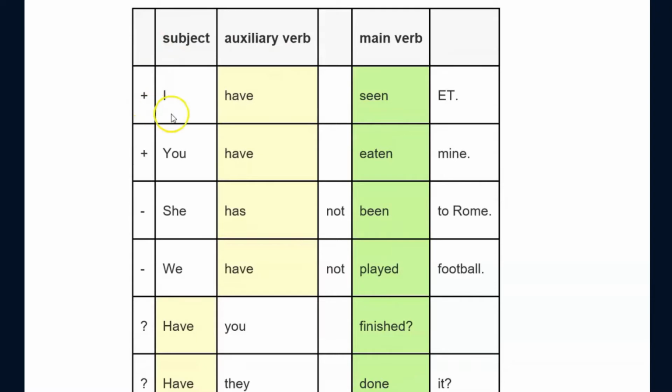So we have the subject, I, the helping verb have, and the past participle form of see, which is seen. You have eaten mine. She has not been to Rome. We have not played football. And here's the question. We always start with that helping verb. Have you finished? Have they done it?